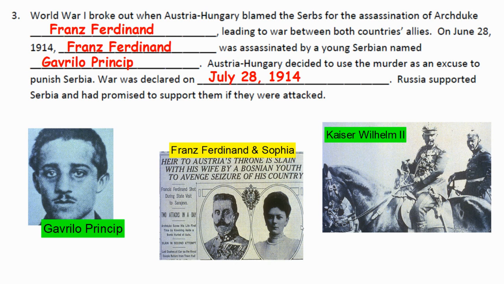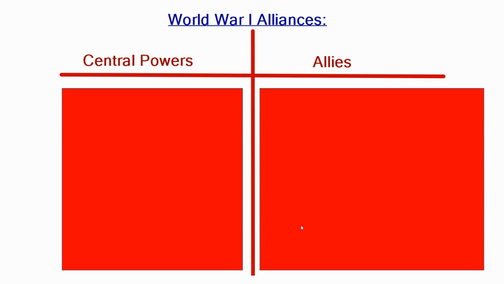Just to note, Kaiser Wilhelm II, who you see pictured there, was the emperor, or the Kaiser, of Germany at this period of time. This is a guy who probably pumped up this war a little bit more than anybody else. He had a huge military, had a lot of men in his military, and once he gets involved, this becomes a really big event.